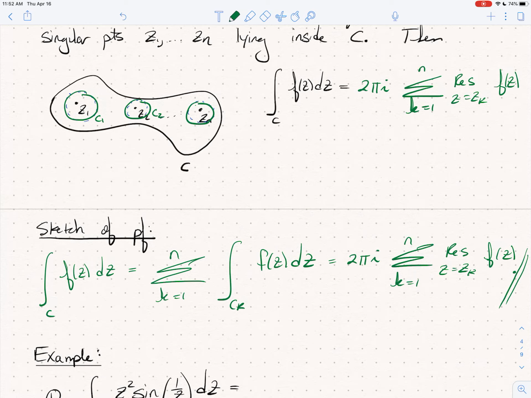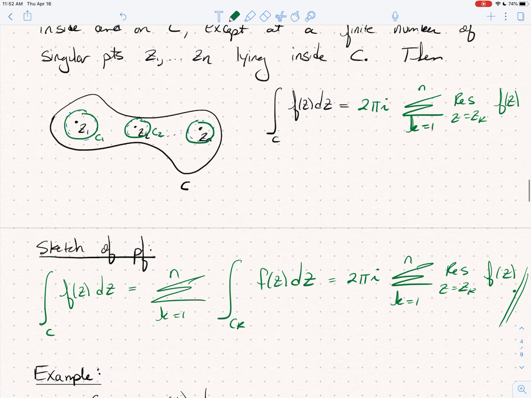So it's a really wonderful theorem, and it's going to lead us to look at some techniques for computing residues. But in the rest of this lecture series, I thought we would just work out some examples together.